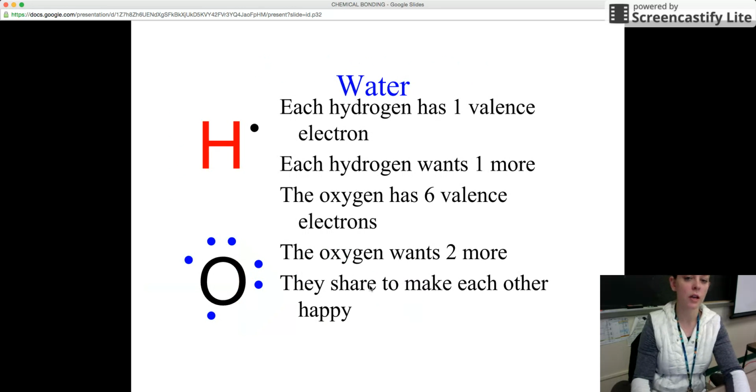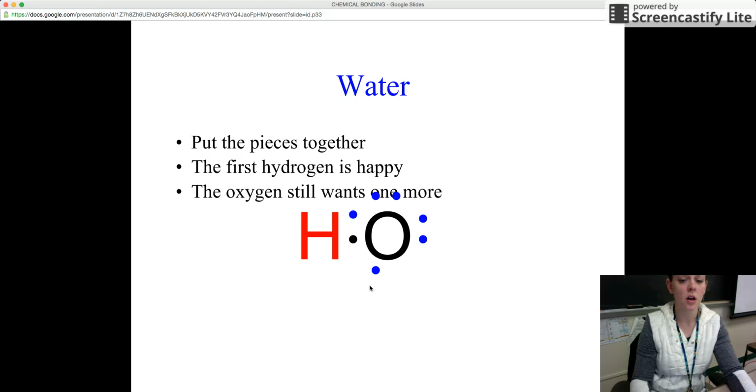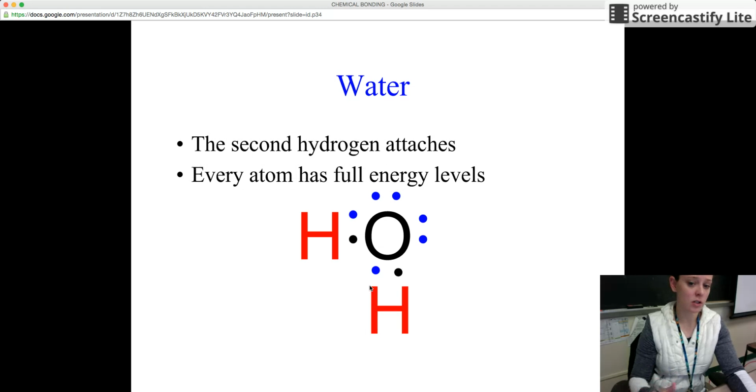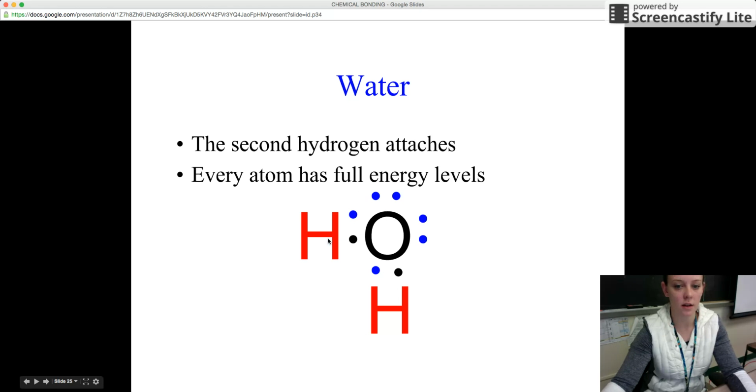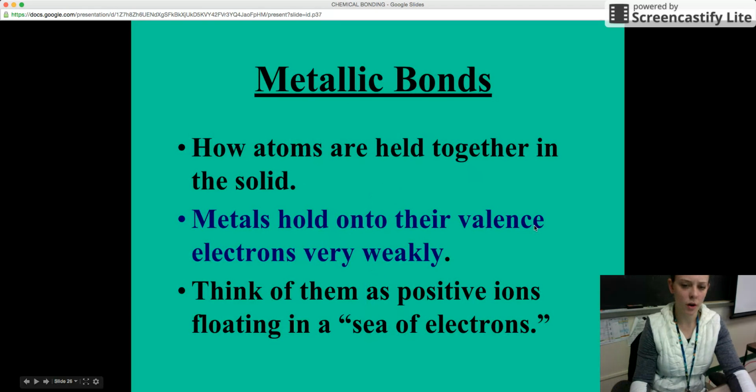So this sharing process allows atoms that generally can't find a partner as a metal that they can share with a nonmetal. So if we look at, let's say, water's a great example of a covalent compound. If we put one hydrogen with one oxygen, hydrogen's happy because it has 2 electrons, and oxygen still needs 1 more electron. So another hydrogen comes in. Now everybody in this scenario is happy. The oxygen here has 8. These hydrogens have 2, and that's all they want, and these hydrogens have 2, which is all they want. So those are ionic and covalent.